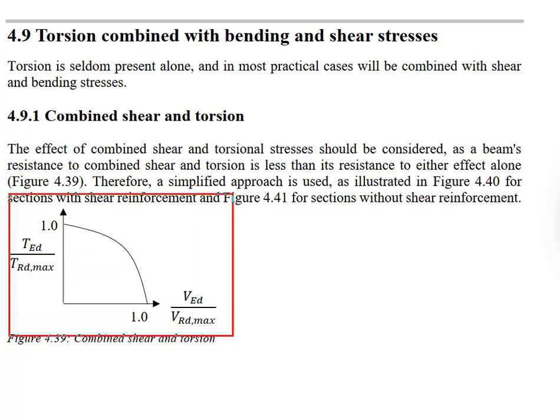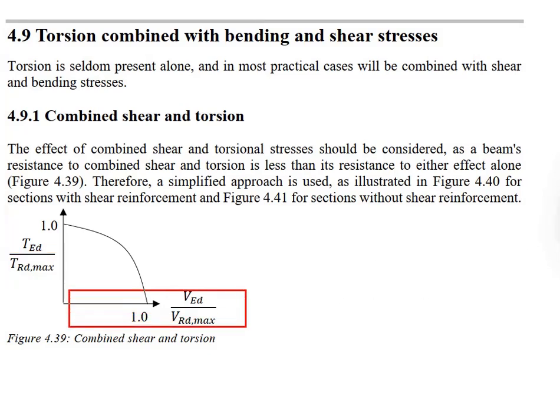Let us look at the diagram here. In the y-axis, we are comparing the torsional moment acting onto the member against its torsional capacity. Whereas in the x-axis, it is a comparison between the shear force acting onto the member against its shear strength.